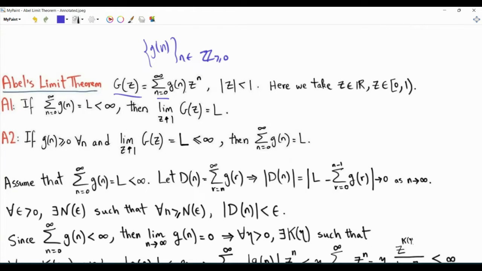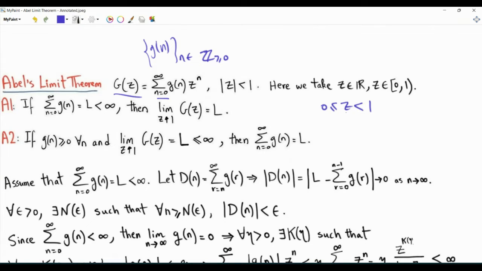Z is generally complex valued, but we focus here on z being real, or specifically z is greater than or equal to 0 and is strictly less than 1. So z is non-negative, and the magnitude of z is strictly less than 1.